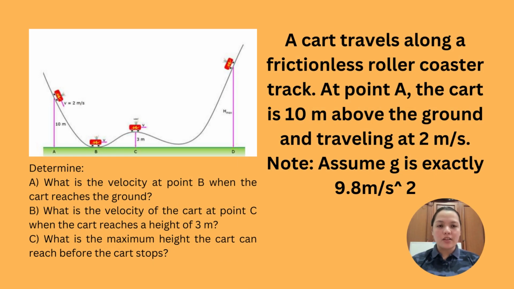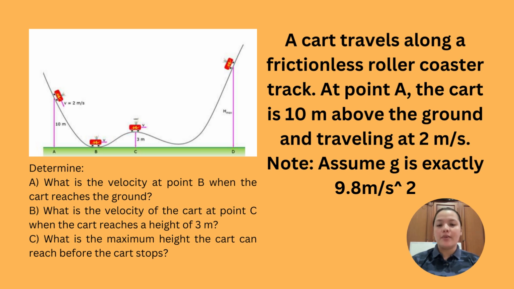A cart travels along a frictionless roller coaster track. At point A, the cart is 10 meters above the ground and traveling at 2 meters per second. Note: assume gravity is exactly 9.8 meters per second squared.